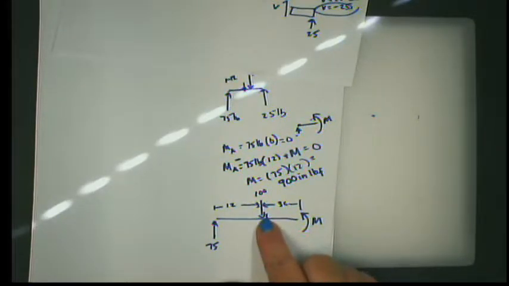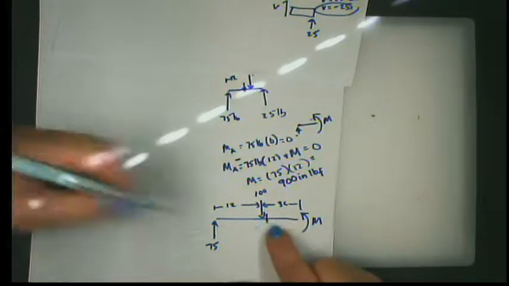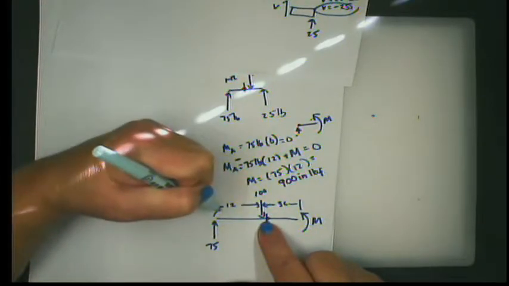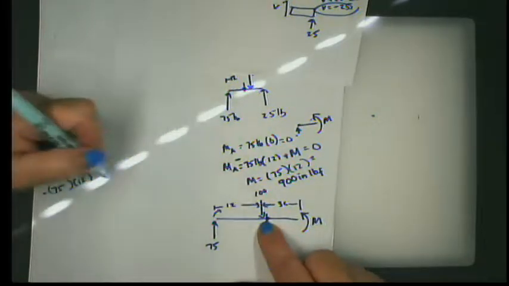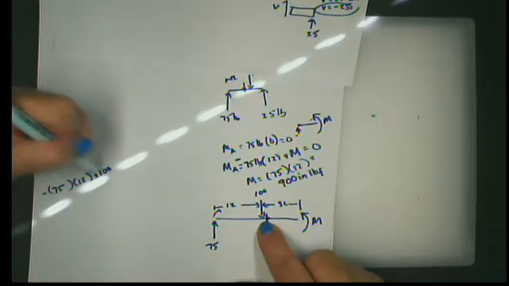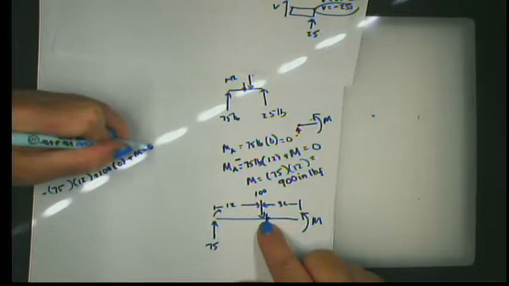I want to start just a smidgen to the right of the 100-pound force. So here at 12 inches, just right after this, if I think about cutting right here, this 75-pound force is going to be multiplied by 12 plus a little bit. And that's going to be negative because the rotation is clockwise. The 100-pound force is going to be a counterclockwise rotation, so it's positive. So right at the beginning, it's 0 plus m equals 0.